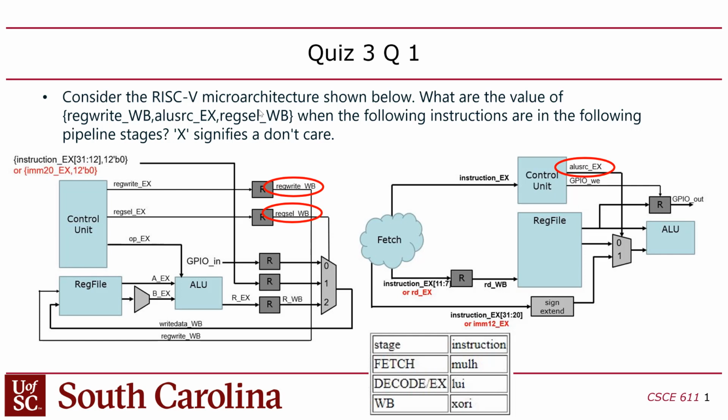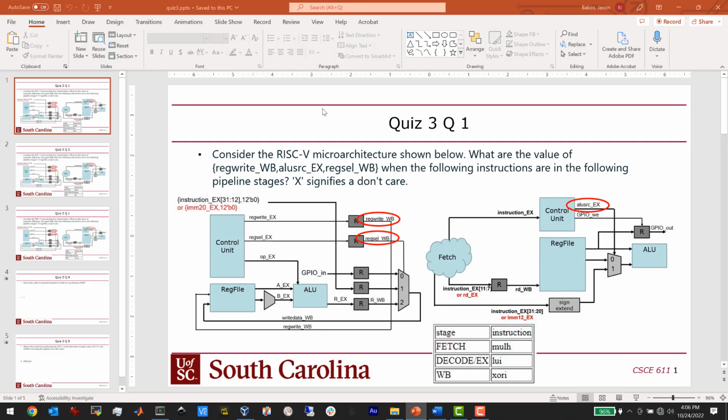So we're looking at the situation where we have a multiply H being fetched, a load upper immediate being decoded and executed, and an XORI being written back. So regwrite WB, regselect EX. I don't know why I have regselect WB circled, but I asked for regselect EX.